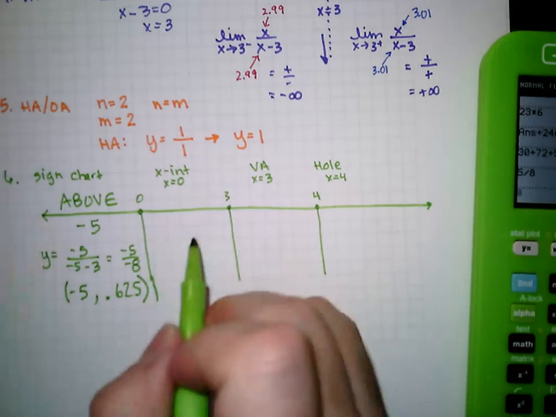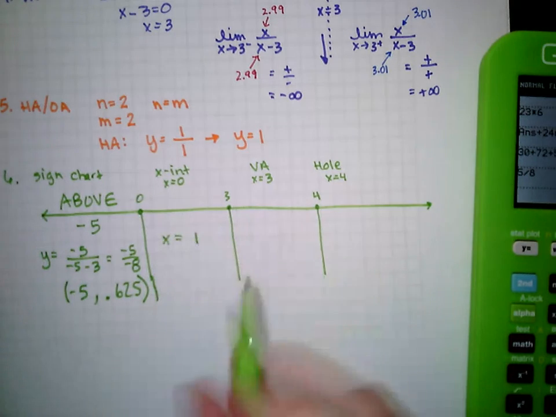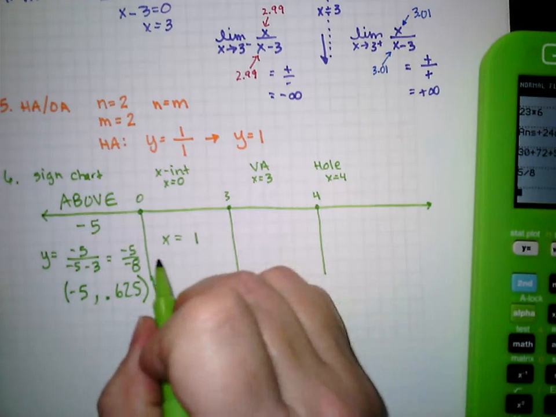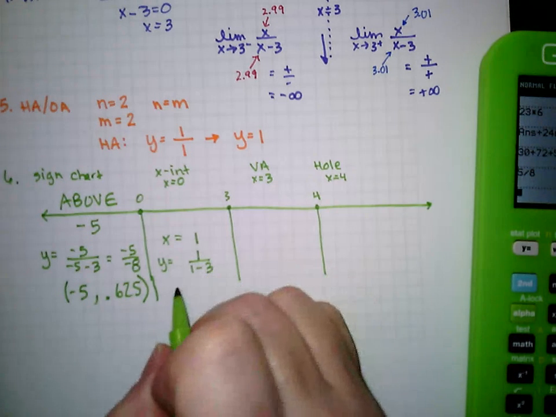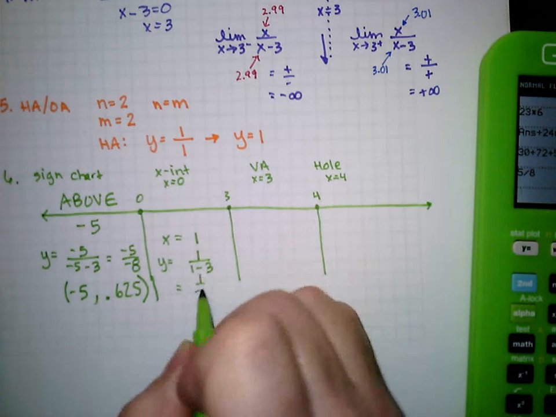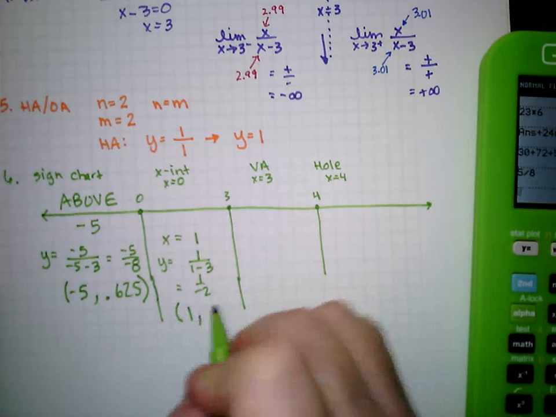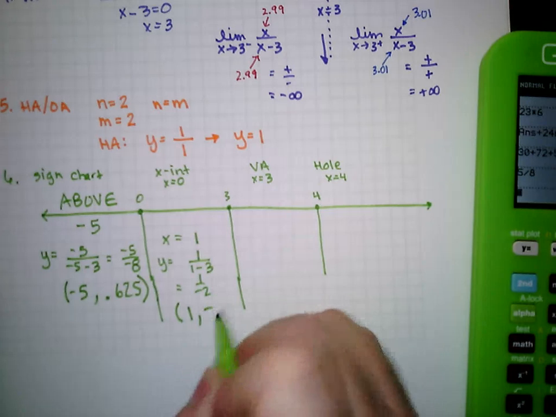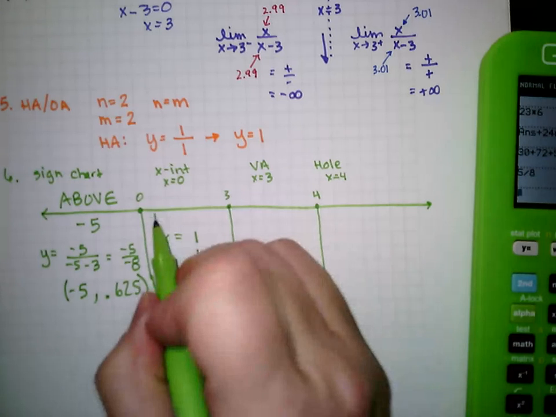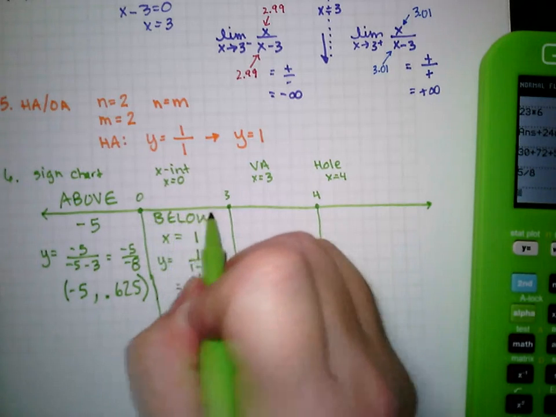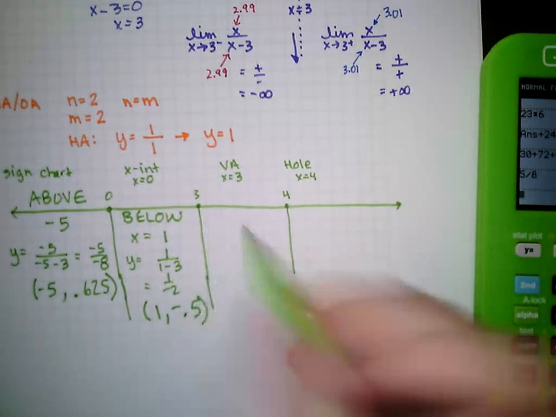Let's see what happens between 0 and 3. So we'll go with x equals 1. So y would equal 1 over 1 minus 3, so that is 1 over negative 2. So our ordered pair would be 1 and then negative 0.5. Since that y value is negative, my graph is going to be below the x-axis in the section between 0 and 3.